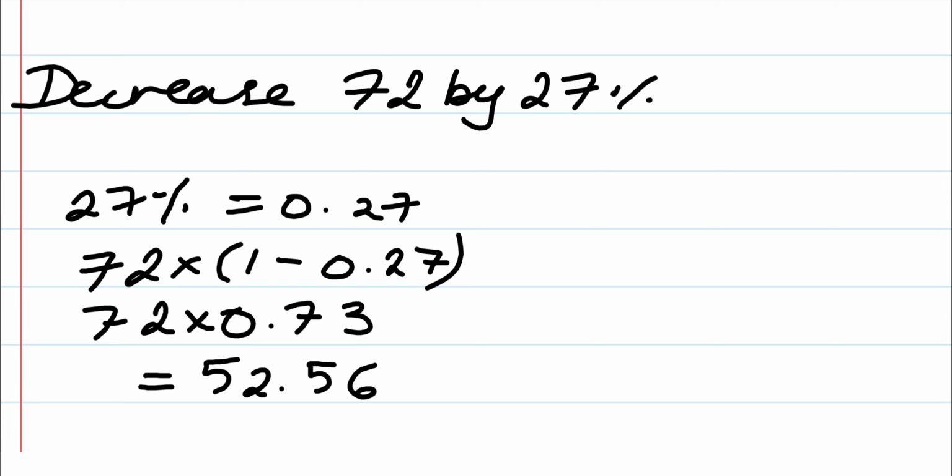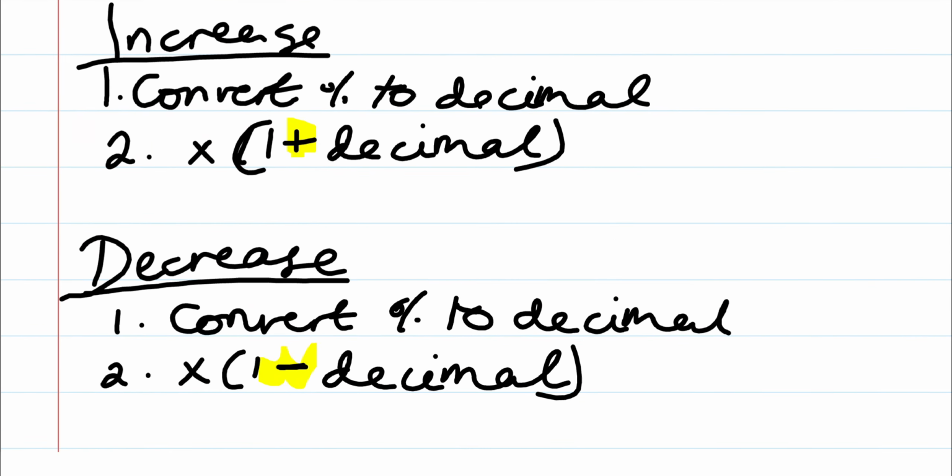Percentages are an important skill to master because they appear in lots of GCSE exam questions and lots of real life situations as well, such as discounts, interests, and price changes. The key thing to remember is, for a percentage of an amount, convert and multiply. For an increase, multiply by 1 plus the decimal. And for a decrease, multiply by 1 minus the decimal.